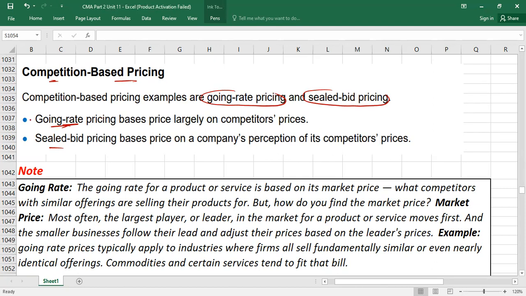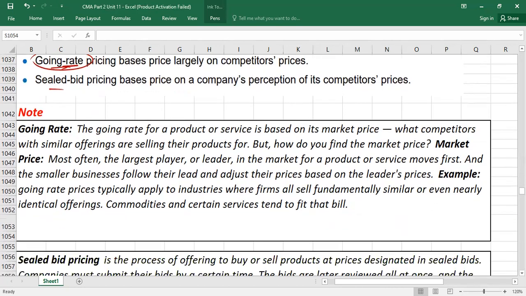Going rate you can also assume is like market-based pricing, right? You need to know what is prevailing in the market. Sometimes, if the market price is not available, how can you find it? You have to look at the leader in the market.